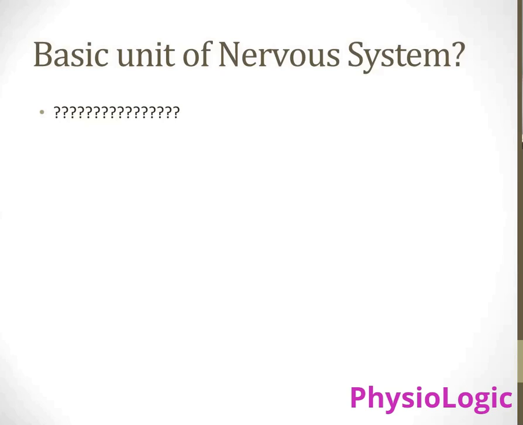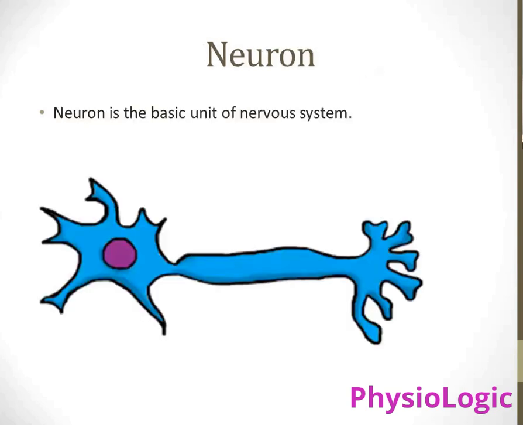So when we talk about the nervous system, what do you think? What is the basic unit of the nervous system? We have the neurons and the neuroglia cells. Yes, the neurons. The neurons are the basic unit of the nervous system that come together and make up this whole nervous system. This is how a neuron looks.